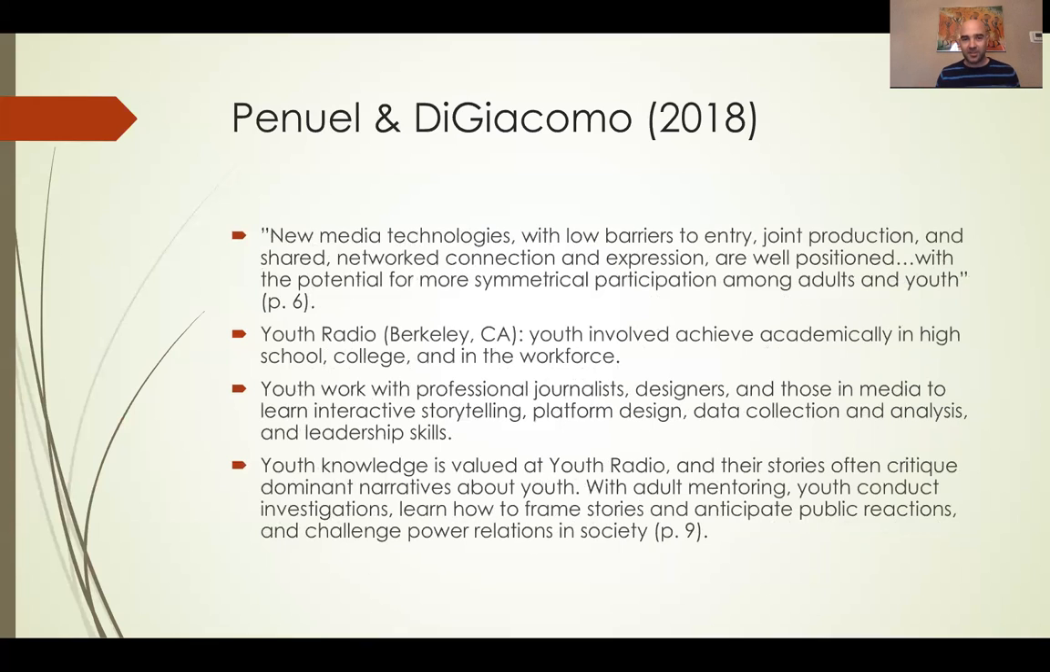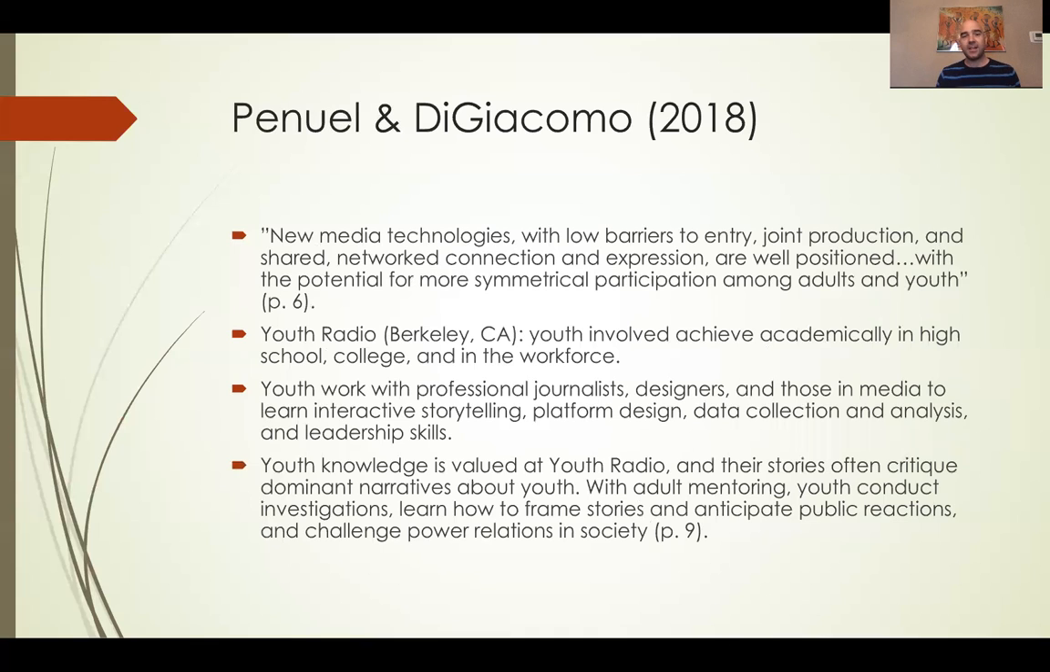So these authors, like a number of scholars that we've studied this semester, suggest that new media technologies, because they have low barriers to entry, because they offer opportunities for joint production, are well positioned to offer equitable learning outcomes. They mentioned two examples, one of Youth Radio and the second of El Pueblo.